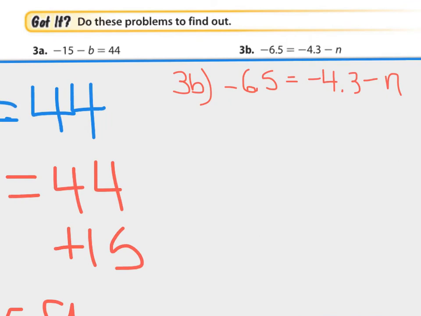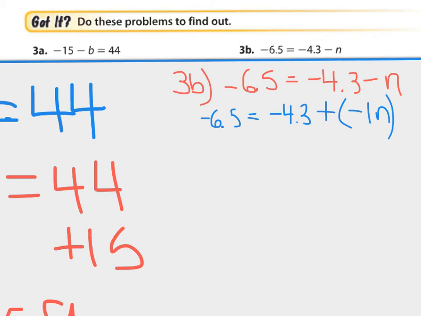Question 3b. Negative 6.5 equals negative 4.3 minus n. Again, let's rewrite it so that our n has a negative coefficient in the front, and we added an addition sign, but we keep our negative sign. So it would look like this. I added a plus sign, I kept my negative, right? I put it in brackets, and I put a negative 1 coefficient on there.